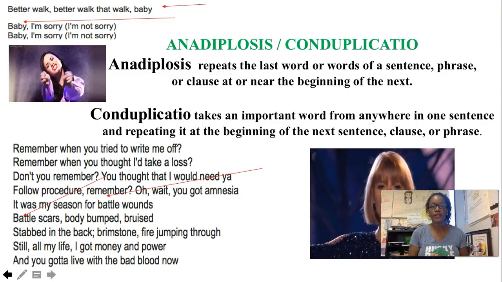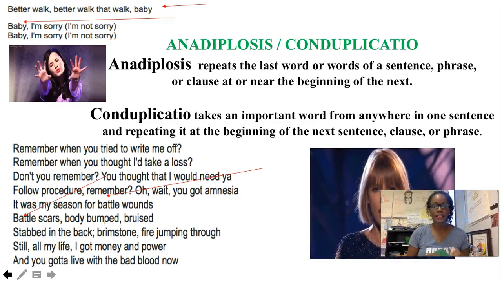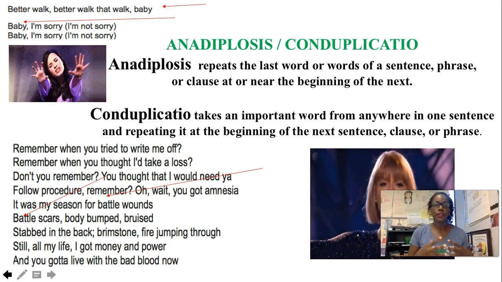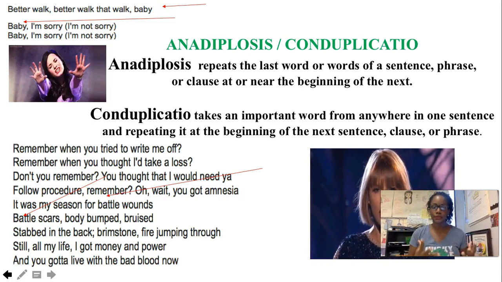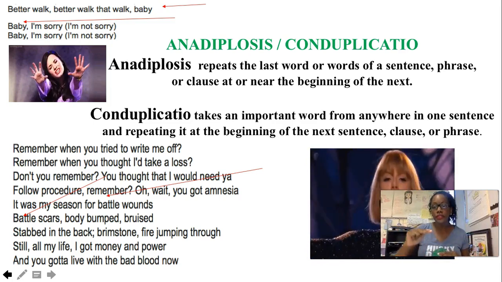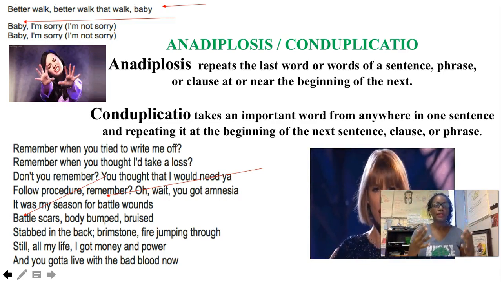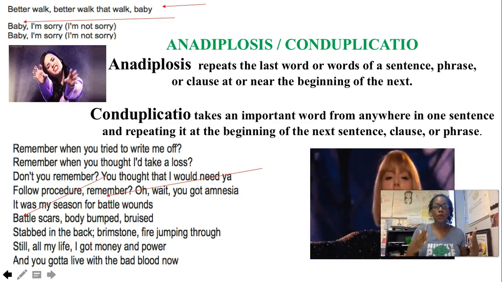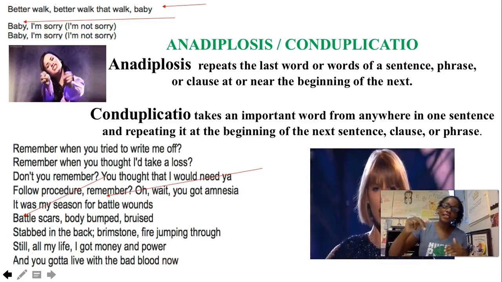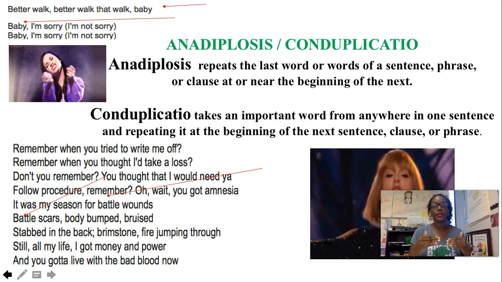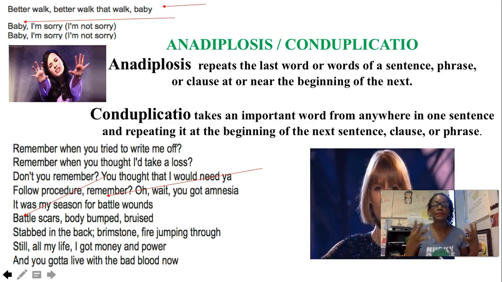So there's a lot happening here, but the first one is going to be called anadiplosis. Anadiplosis. And you can see over here where we have this singer who says it repeats the last word or words of a sentence, phrase, or clause at or near the beginning of the next. So if you can see this expression up in the corner here, it says "better walk, that walk, baby." So baby is the key word, right? Because it's the last word. And then it starts the next few lines with "baby, I'm sorry, baby, I'm sorry." So the key word here for anadiplosis is baby.